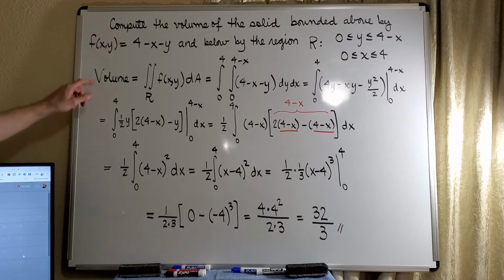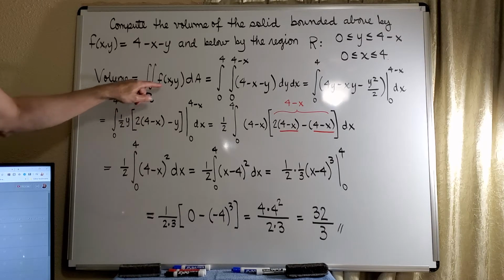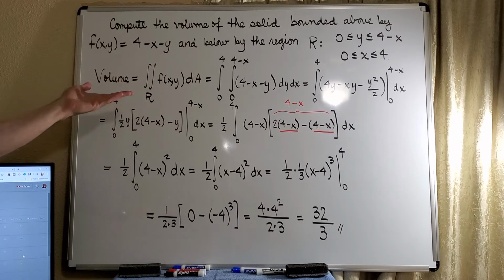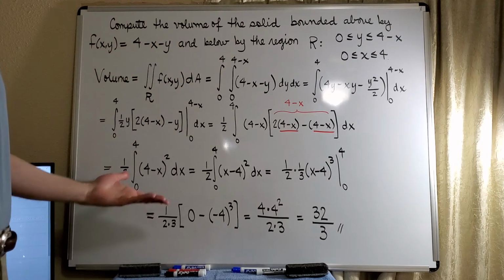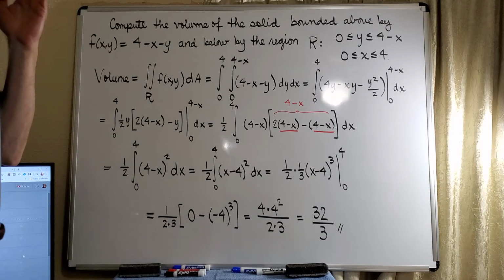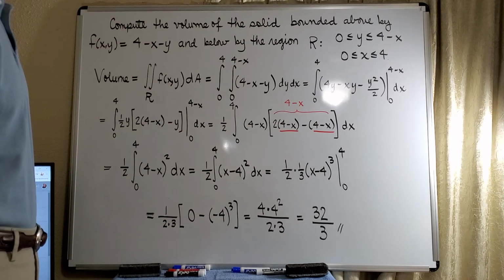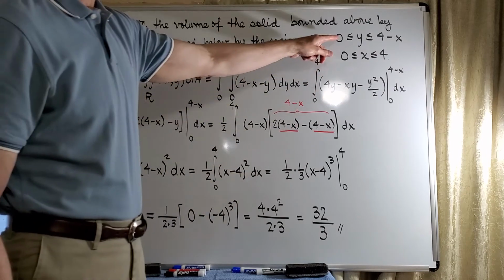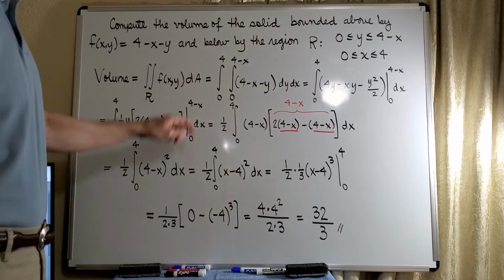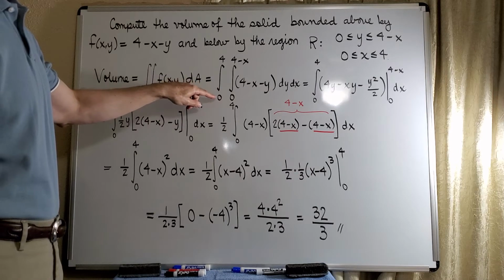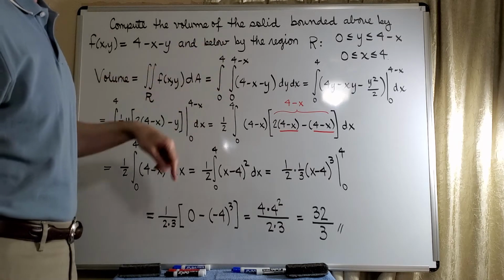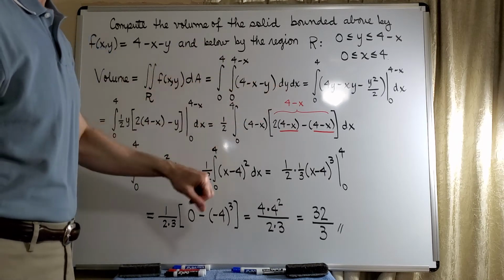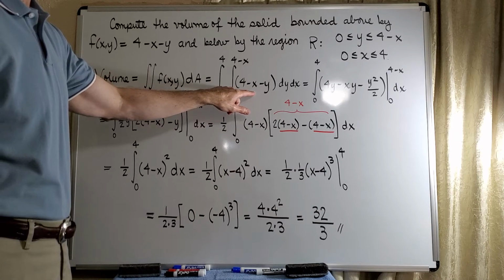So by the definition, we have the volume to be the integral over r of the function f of xy. And again, we note that this particular function here is non-negative on this region. That's what makes this definition work. And now we just simply substitute everything in. We'll go ahead and work with this order. I think it'll be okay. So we're going to have the outer integral with respect to x, 0 to 4, and the inner integral from 0 to 4 minus x for the y integration. And of course our function is 4 minus x minus y.